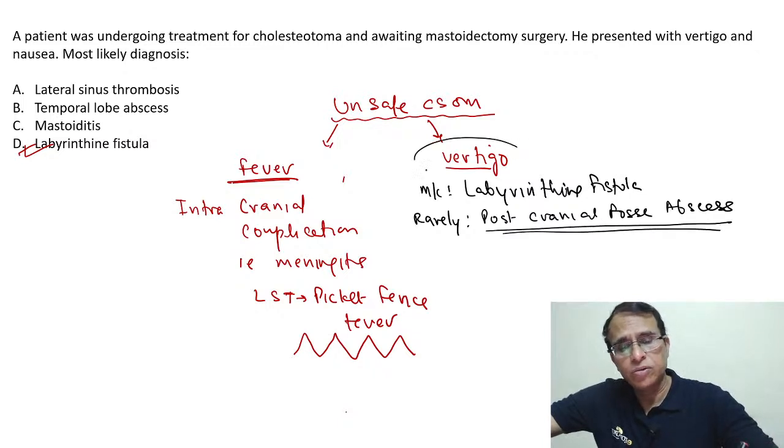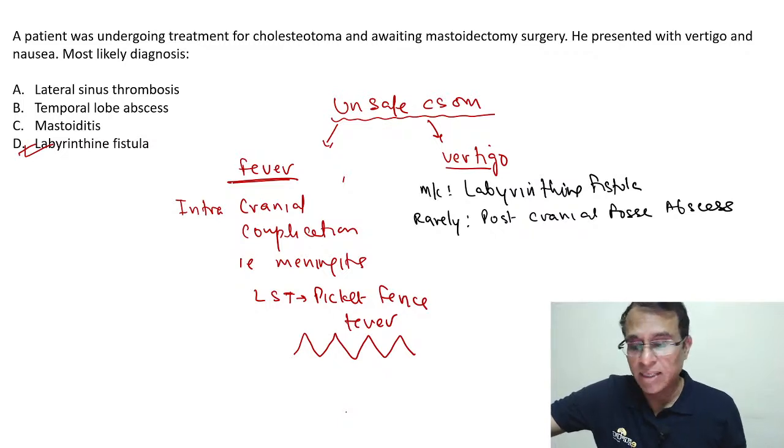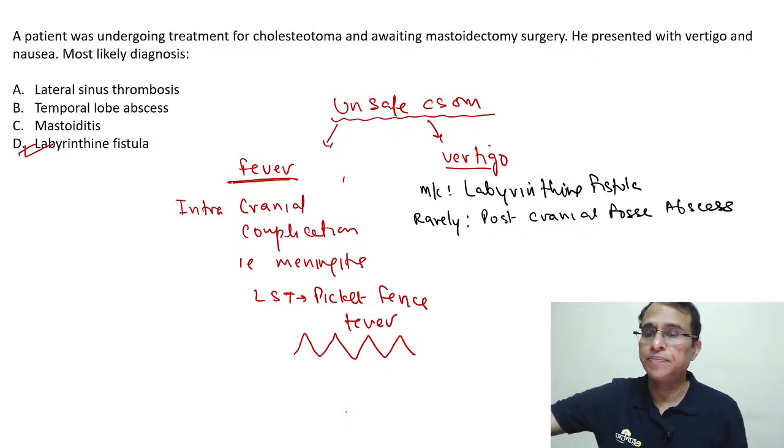So if there is vertigo, you have to look for one of the two things. The second one is rare, and it is not given in the choices. So the only option left for us in this particular case is D, labyrinthine fistula.